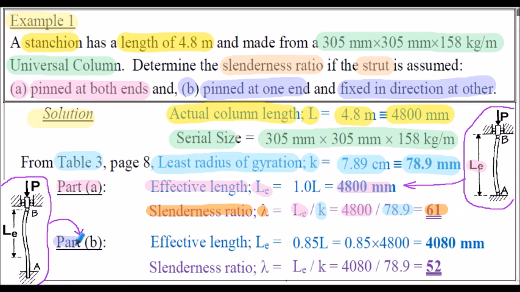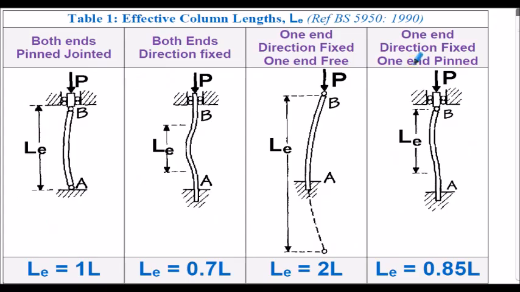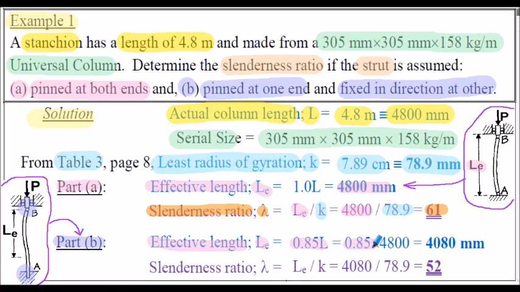If we now consider part B of example 1, this is now the configuration where we have one end pinned and one end fully fixed. So from our previous table, the effective length for this configuration LE is 0.85 the actual length. From our table, one end direction fixed, one end pinned. In other words, one end fully fixed, fixed in translation and rotation, and one end fixed in translation but free in rotation. The effective length is 0.85, the actual length. So 0.85 multiplied by the 4,800 length calculates to an effective length of 4,080 millimeters.